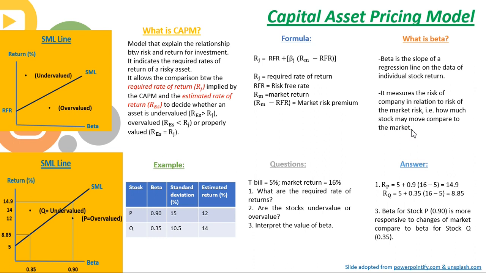For example, when the return on the market increases, how much will the return of RJ increase? So beta will give you some idea about that.